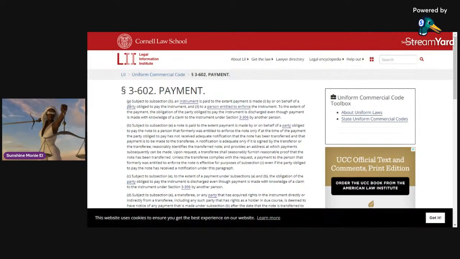So payment. A. Subject to subsection B, an instrument is paid to the extent payment is made, 1, by or on behalf of a party that's obliged to pay the instrument, of course, and 2, to a person entitled to enforce the instrument. To the extent of the payment, the obligation of the party that's obliged to pay the instrument is discharged even though the payment is made with knowledge of a claim to the instrument under section 3-306 by another person. B. Subject to subsection E, a note is paid to the extent payment is made by or on behalf of a party obliged to pay the note to a person that formerly was entitled to enforce the note.